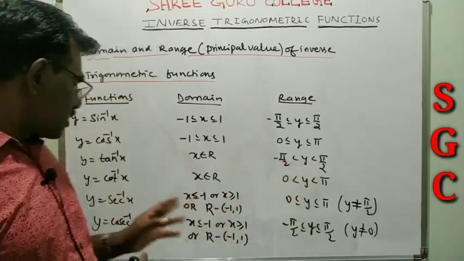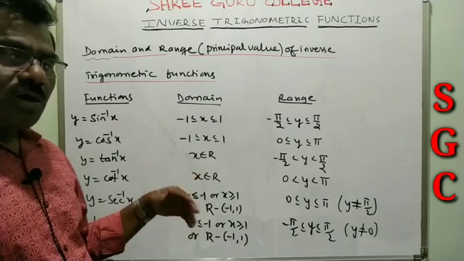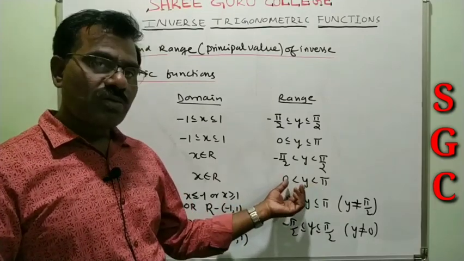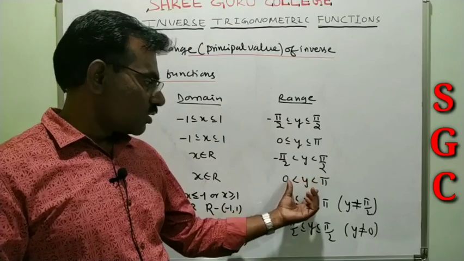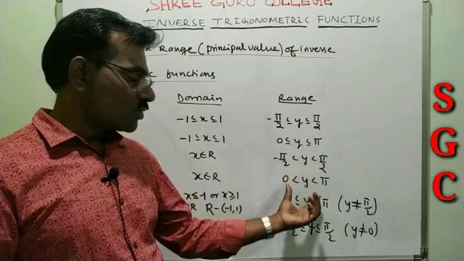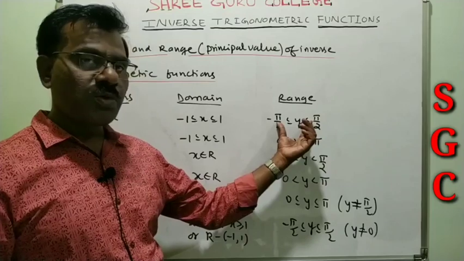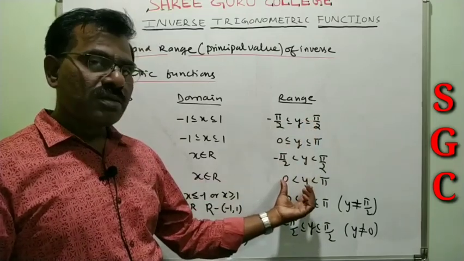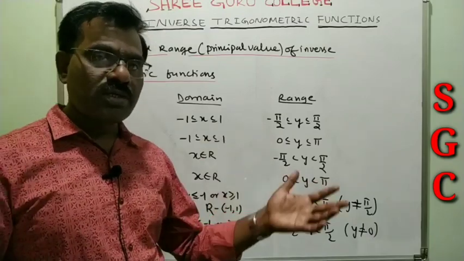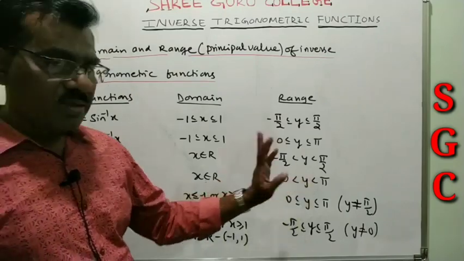Both tan inverse and cot inverse have the same domain, any real number, minus infinity to plus infinity. Here the range is 0 to pi, an open interval. For tan inverse, positive is positive and negative is negative. But for cot inverse there is no negative range, it is always a positive range. Even if it is minus, you should convert it into plus. So cot inverse range is 0 to pi.